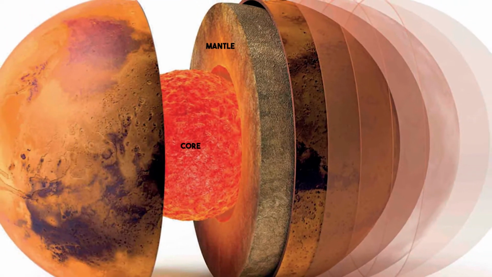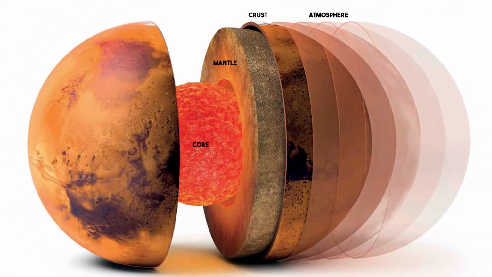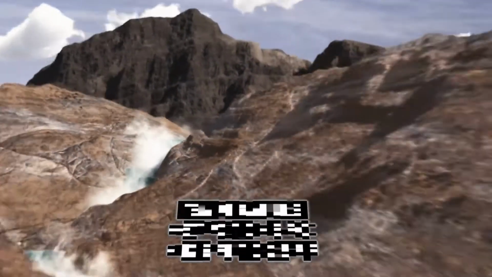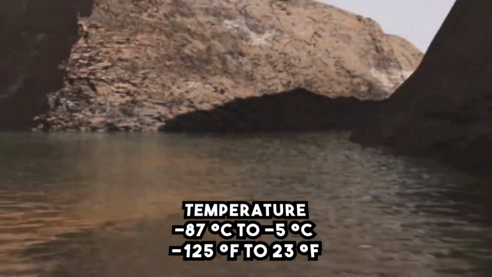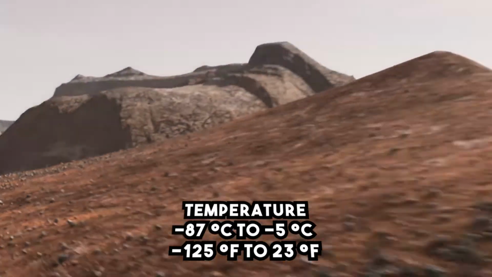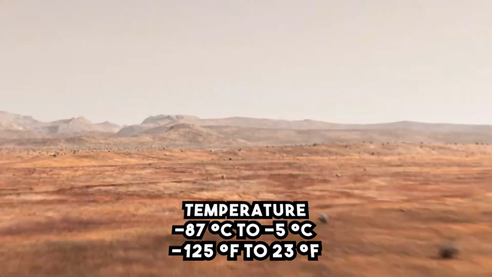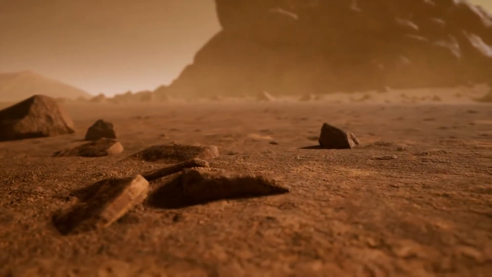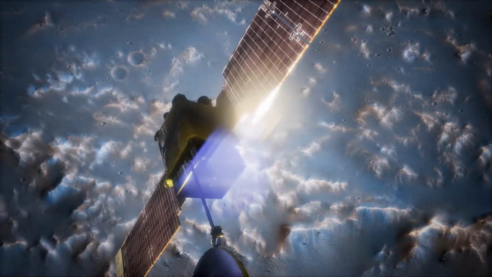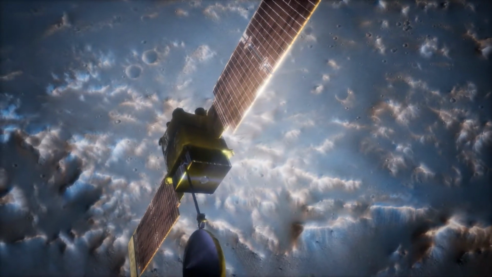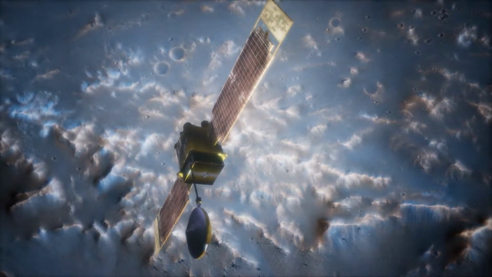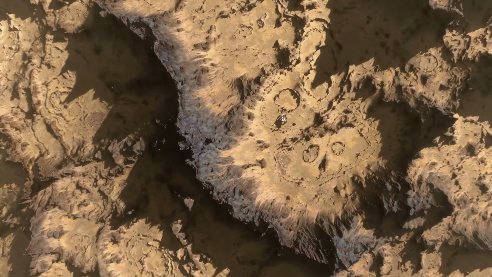It has a thin atmosphere composed of mainly carbon dioxide, nitrogen, and argon, with cold temperatures ranging from -87 to -5 degrees Celsius or -125 to 23 degrees Fahrenheit. Due to this, liquid water cannot exist at the surface of Mars for long. But NASA's Mars Odyssey orbiter has detected hydrogen-rich polar deposits, including large quantities of water ice close to its surface.